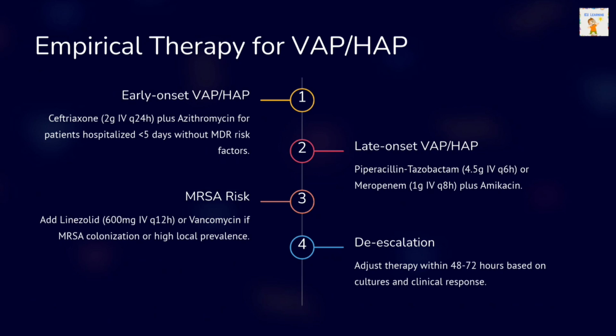Now let us discuss the empirical therapy for VAP or HAP. We all know that for the first 5 days generally the organism is from the community itself, so we can use ceftriaxone plus azithromycin. For late onset VAP, more than 5 days after intubation or hospitalization, we use piperacillin-tazobactam or meropenem plus amikacin. When there is an MRSA risk factor, we add linezolid or vancomycin, and we de-escalate within 48 to 72 hours based on the cultures and clinical response.